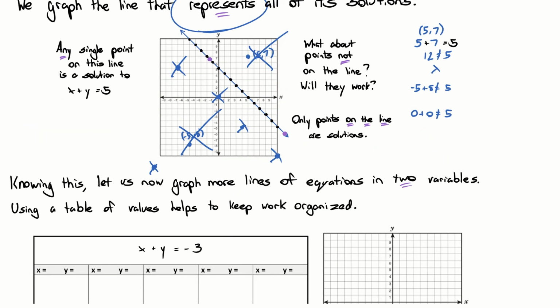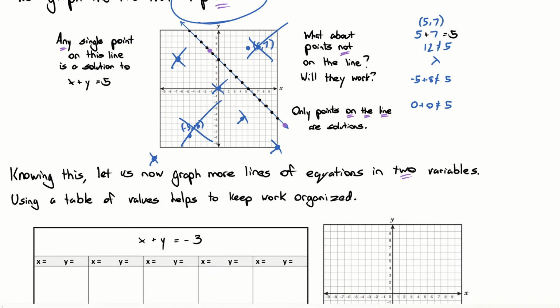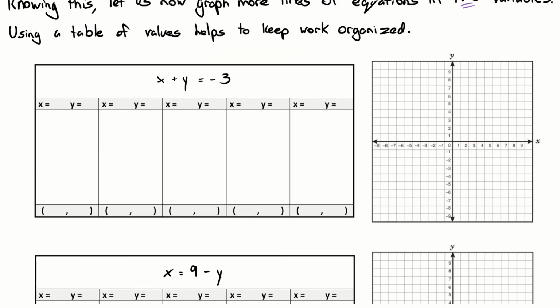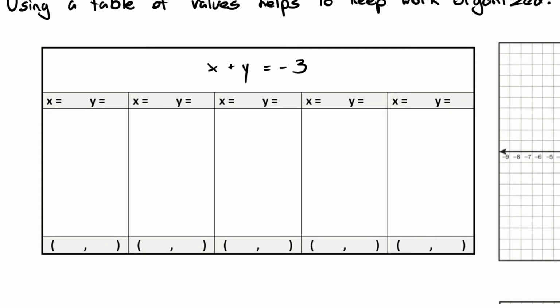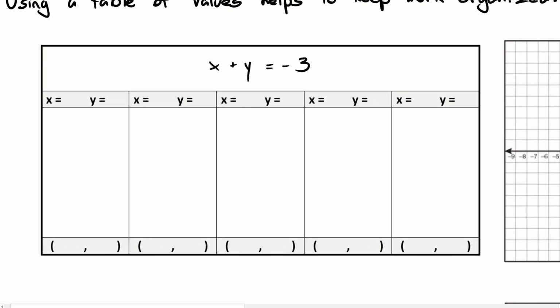So knowing this, let's now graph more lines of equations in two variables. Let's represent every solution with a line. Using a table of values helps to keep your work organized. So here is our first equation that we're going to do together. x + y = -3.